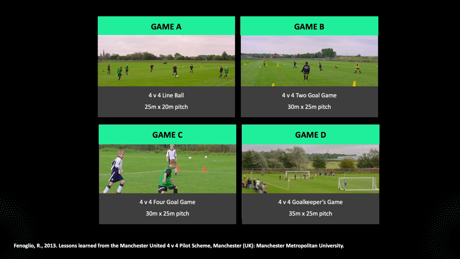What's striking is that none of this relied on heavy instruction. The constraints themselves shaped the behaviours. Players learned to dribble because scoring required it. They learned to scan because options were multiplied. They became creative and adaptable because the environment demanded it.